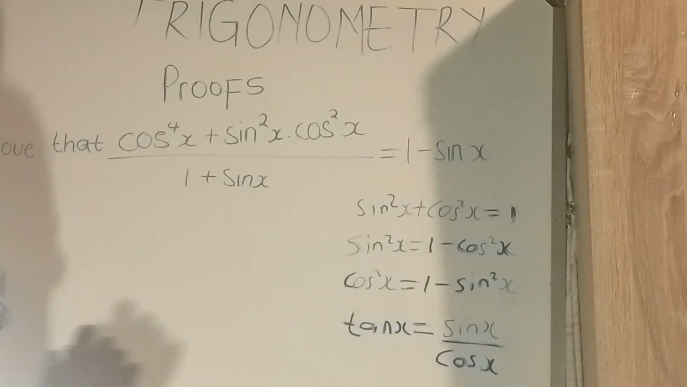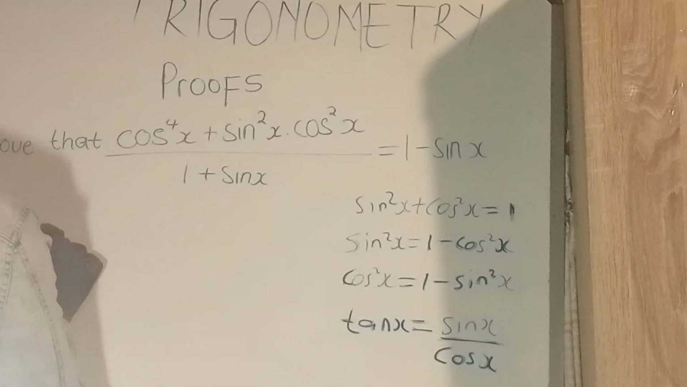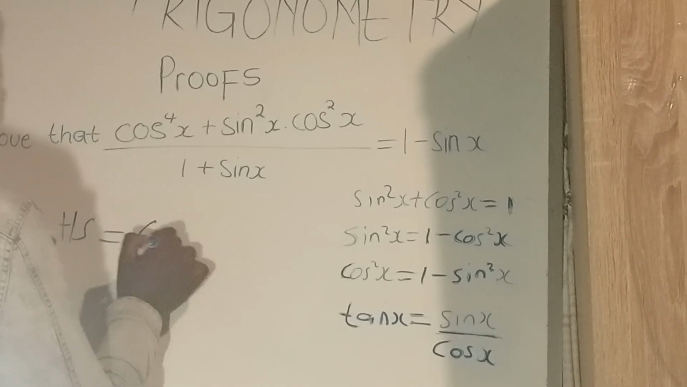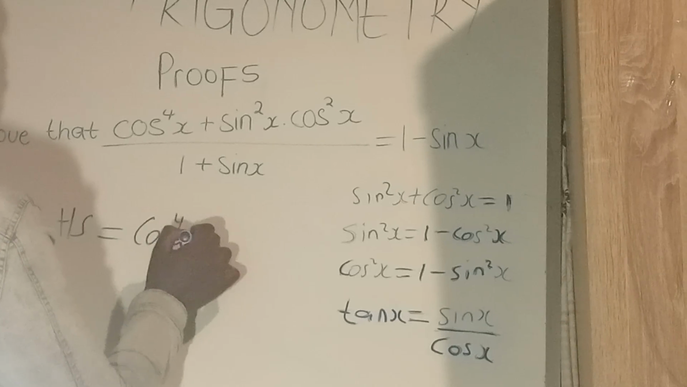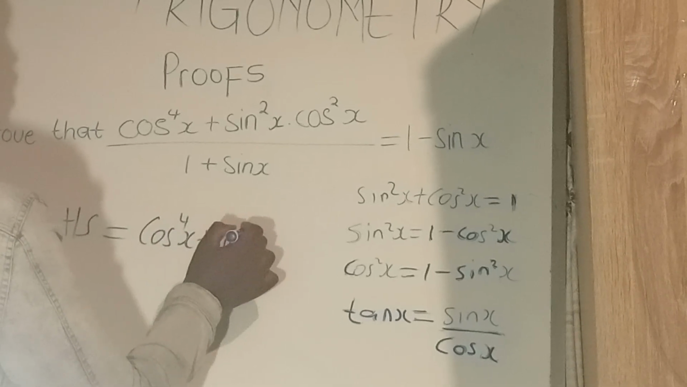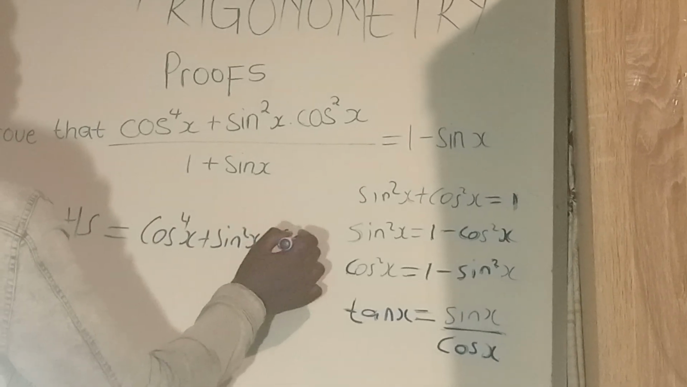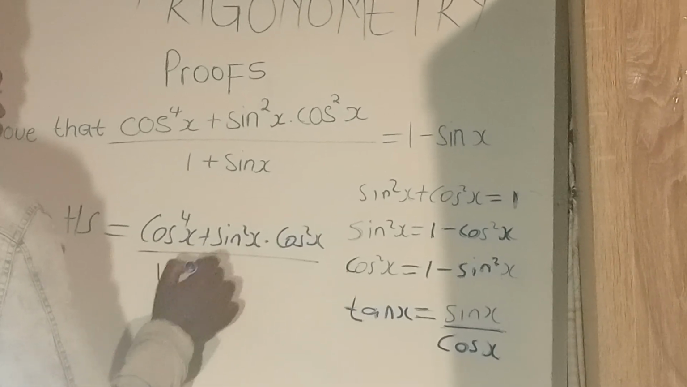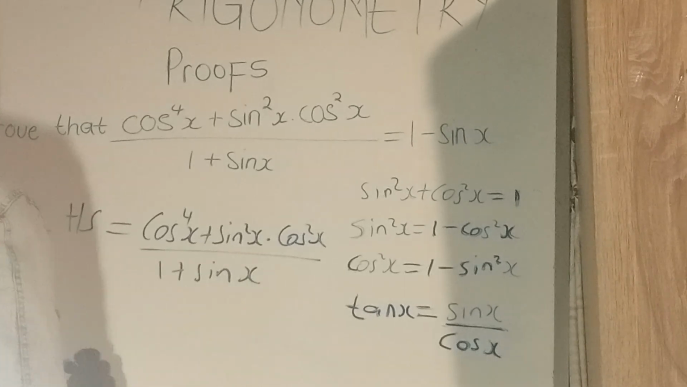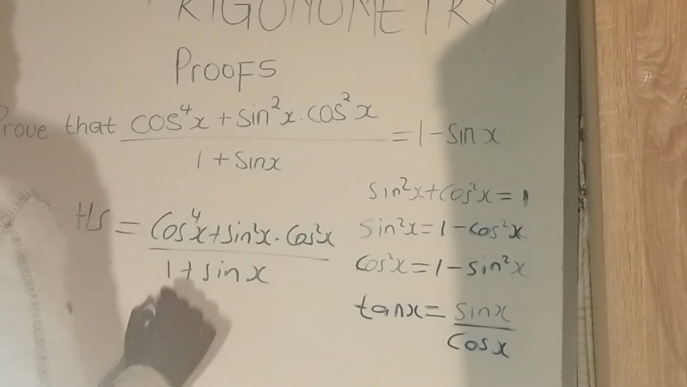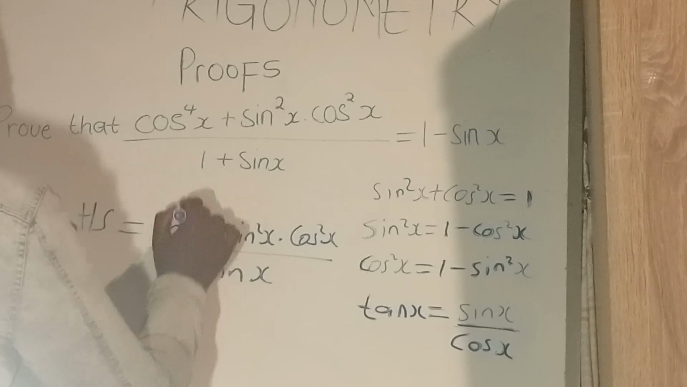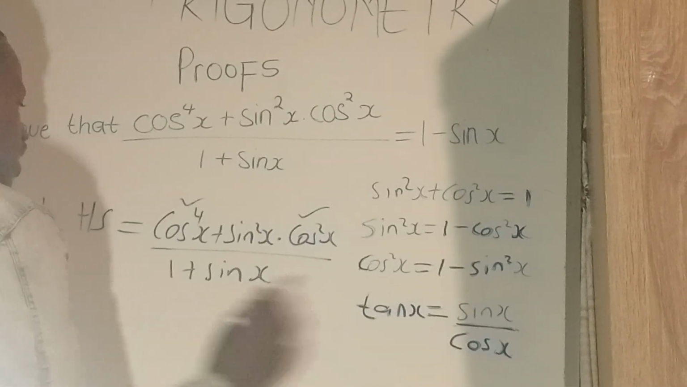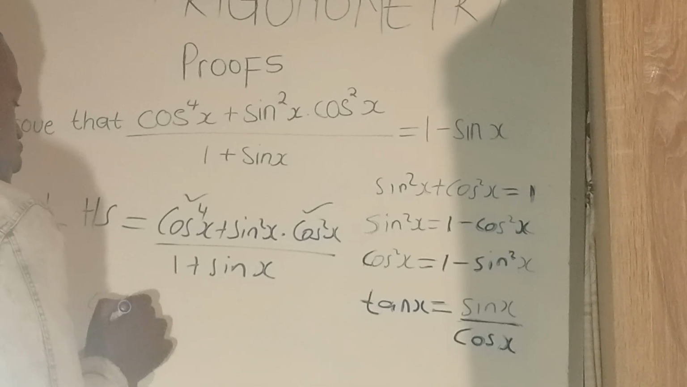Now, what's going to happen here? It means I'm going to tell the person marking to say the left-hand side will be equal to cos 4x plus sine squared x multiplied by cos squared x, everything over 1 plus sine x. Now, when I look at this one, I don't panic. What I do, I smile because I see a common factor on both sides. What is our common factor? You guessed it, it is the cos squared x.